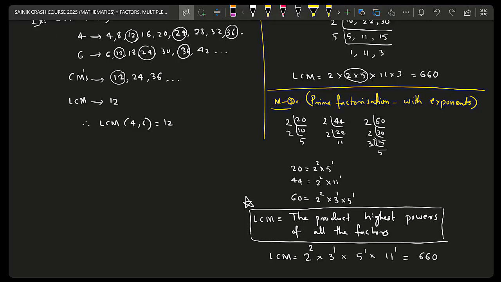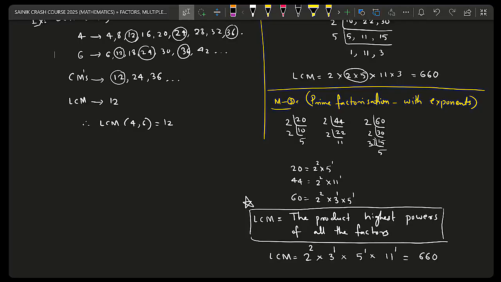Sir, 2 power 2 into 5 power 1. And 44, what we got? 2 power 2 into 11 power 1. 60. 2 power 2 into 3 power 1 into 5 power 1. And what is the statement for LCM? The product of highest powers of all the factors.